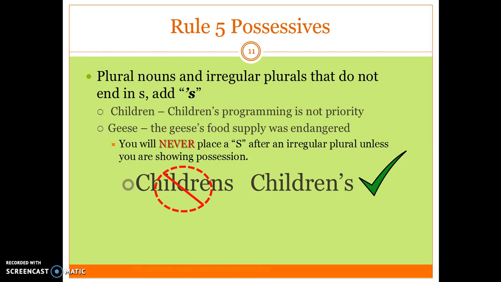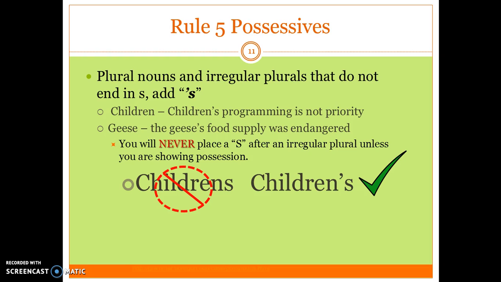Plural nouns and irregular plurals that do not end in S, you just add an apostrophe S. Children, which is an irregular plural, cannot end in an S because children is already plural. So children's apostrophe S shows possession. Children's programming is not priority. Same thing with the word geese. The geese's food supply was endangered.